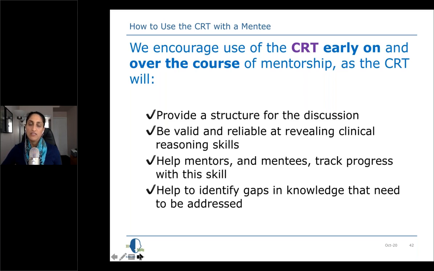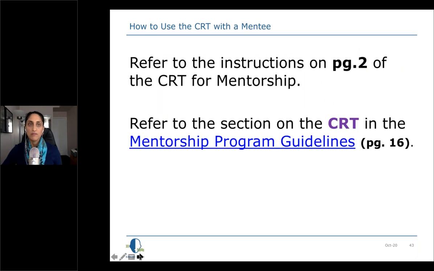And you're going to be having these discussions with the mentee as part of the mentorship anyway. So bringing the CRT into those discussions will be quite helpful in just structuring that conversation. In terms of instructions on how to use the tool, there are instructions on page 2 of the CRT for mentorship. And there's also a section on the CRT in the mentorship program guidelines on page 16. And all of that information is in line with what we are talking about in the webinar today.